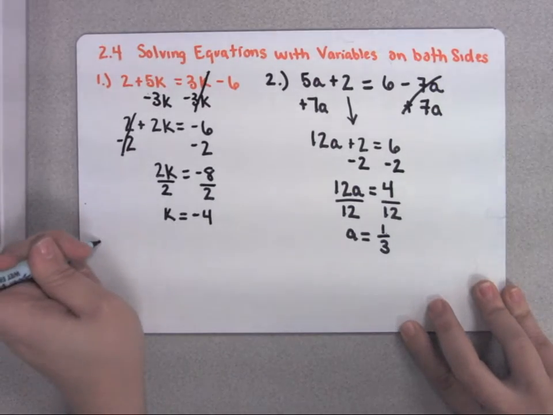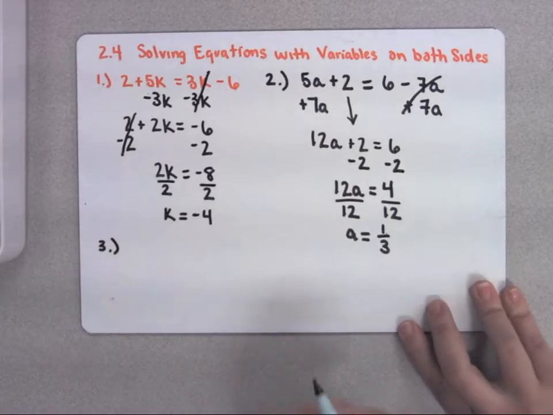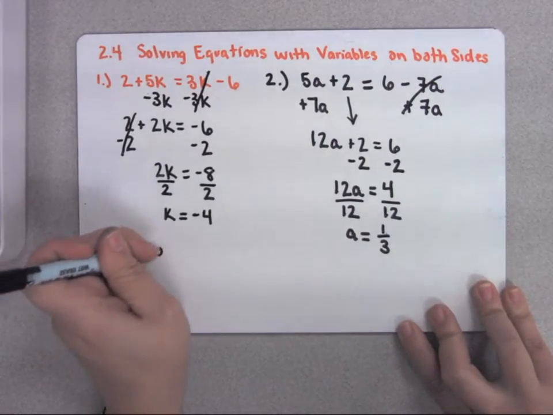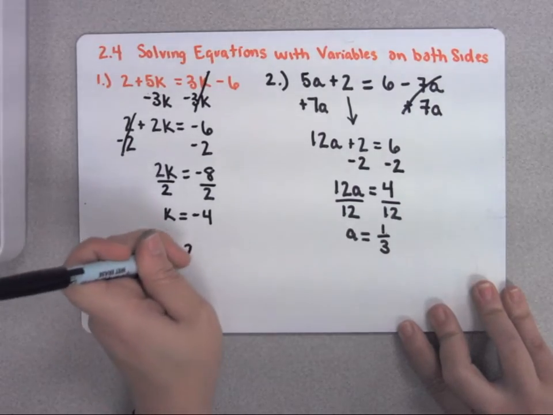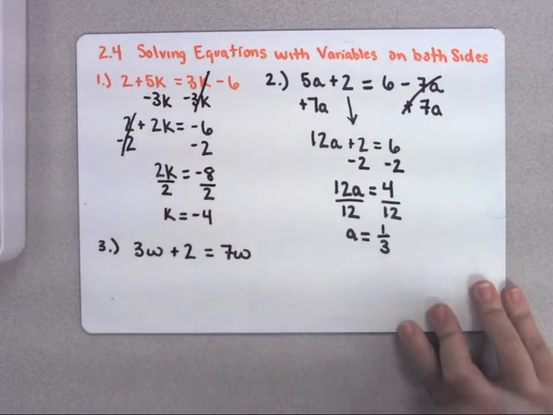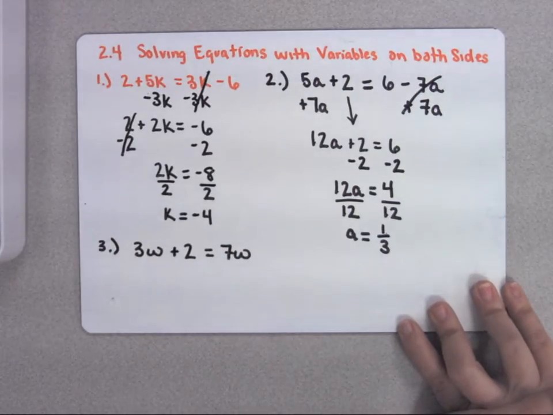Now this problem, number 3, is going to be a little different. Okay, I'm going to have 3w plus 2 equals 7w. That's it. That short.